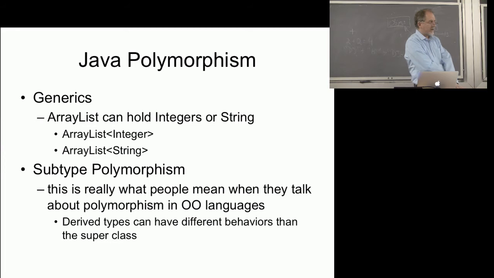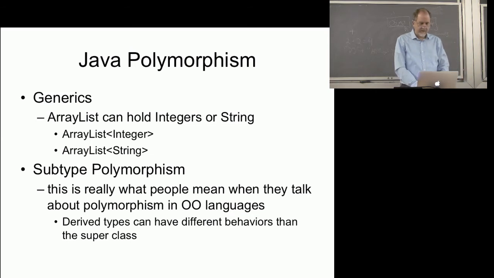Now, in the context of inheritance, we talk about subtype polymorphism. And that's the part I want to talk about today. And that's where derived types can have different behaviors than the superclass. And we've seen that in our shapes, because circles have a get area, and rectangles have get area, and they have different meanings, right? I mean, they both compute an area, but the way they do it is different.